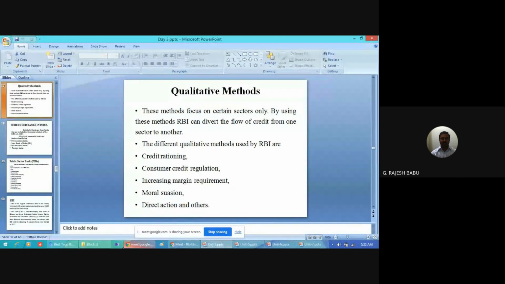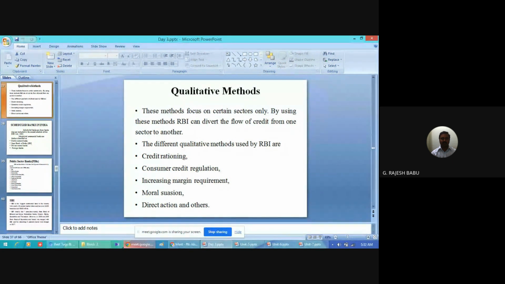Next one, margin requirements. Margin requirement is the difference between the market value of the security which is pledged for taking a loan and the maximum amount of loan which can be disbursed against the security.